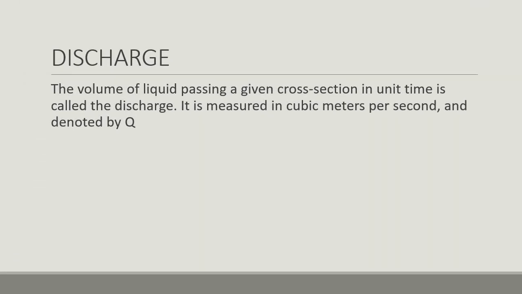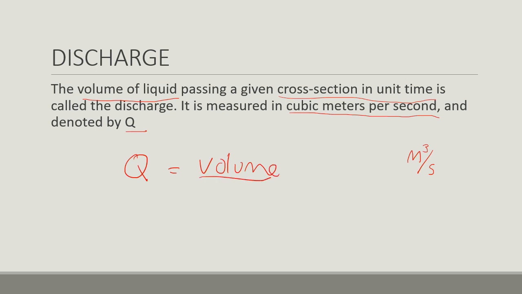The discharge is the volume of liquid passing a given cross-section in unit time. What does this mean? It is denoted by Q and its unit is cubic meter per second. That is meter cubed per second. Basically, discharge Q is given as volume per unit time. That is why the dimensional quantity is meter cubed per second.